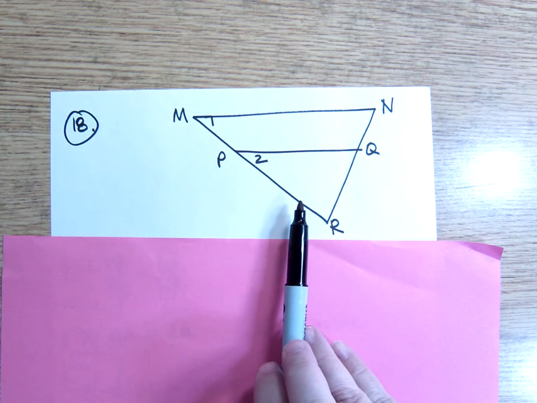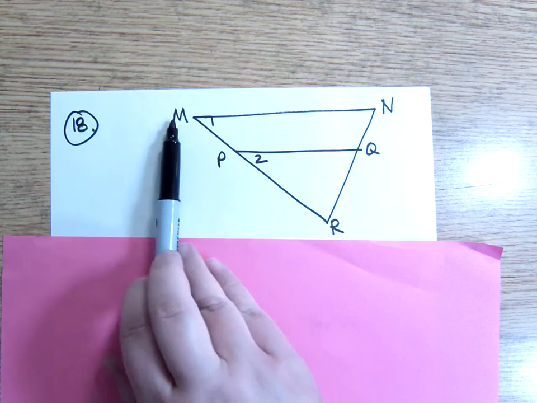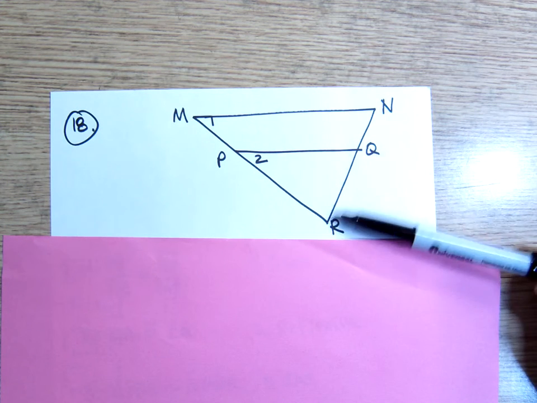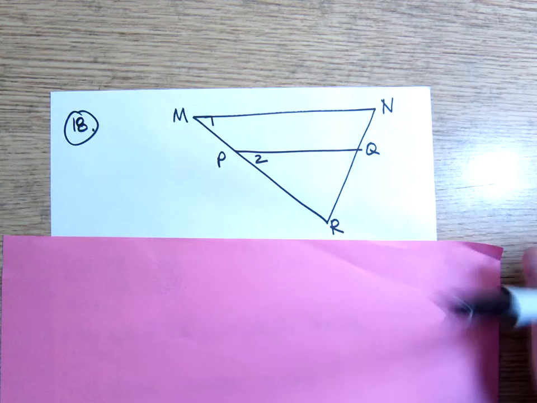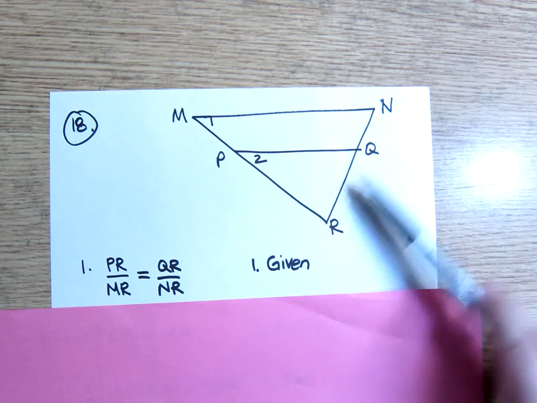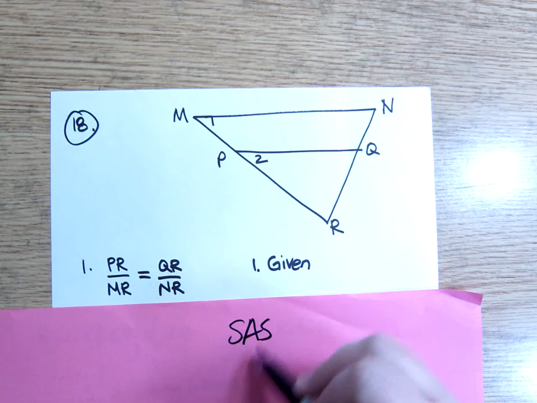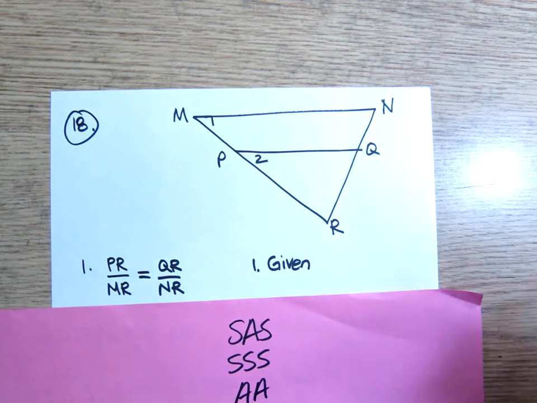Well, actually, I'm sorry. No, whole sides. This side, PR, side of the small triangle, over this whole thing, MR, is proportional to this ratio, this side of the small triangle, over the whole side of NR. So that's the given information, and I'm putting it first. PR over MR equals QR over NR. That's given. So that's basically S and S. Remember, you're looking for either SAS, SSS, or AA. I just got 2 S's with this one.